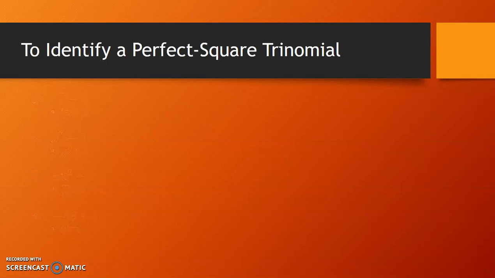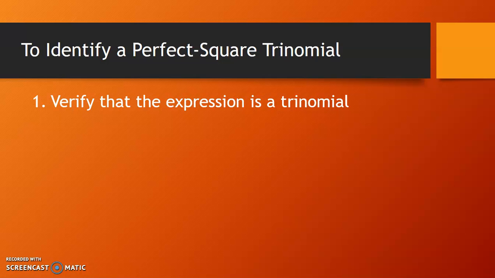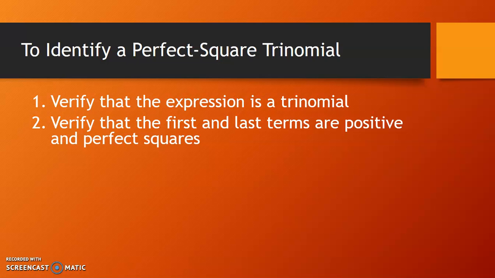In order to identify a perfect square trinomial, so we're moving away now from the difference of two perfect squares, we want to verify that the expression is a trinomial. Trinomial would mean that there are 3 terms. Verify that the first and the last terms are positive and perfect squares. So the first term and the very last term, they both have to be positive, so you can't have negatives. And again, they both need to be able to be plugged into that square root function and get a whole number, no decimals.